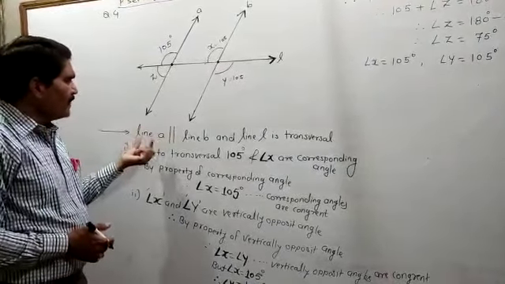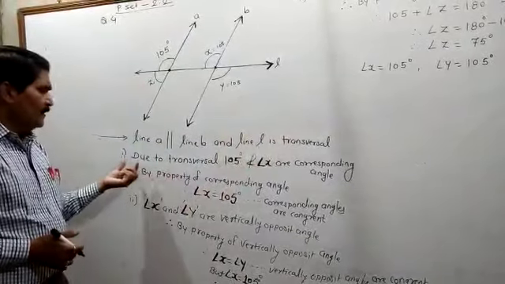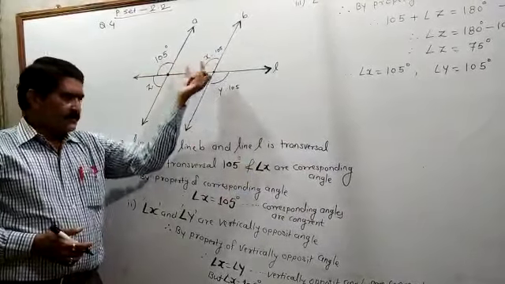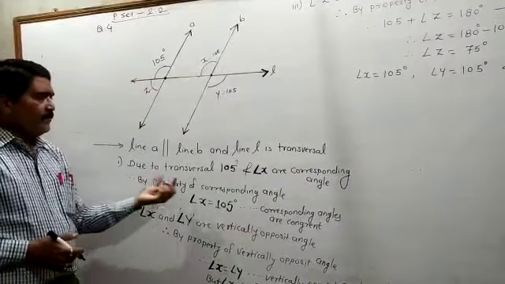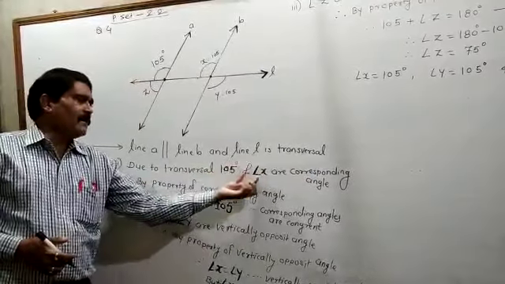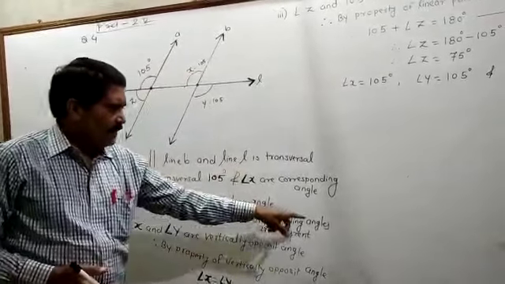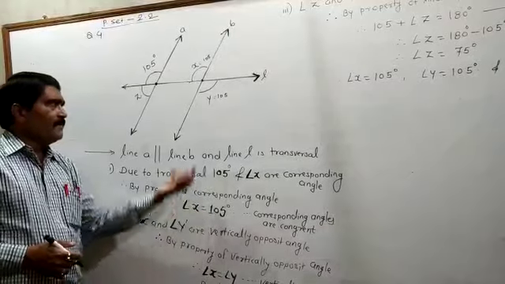Then I wrote like this: line A is parallel to line B and line L is the transversal. Due to the transversal, this 105 and X are corresponding angles. And by the property of corresponding angles, X is equal to 105 degrees. And what did I write? Corresponding angles are congruent. So in the first part we get X.